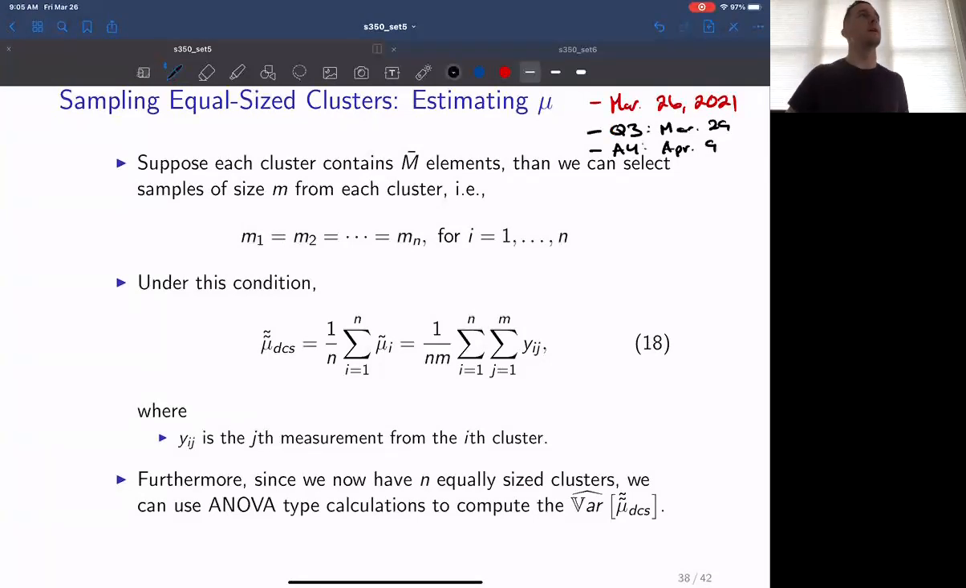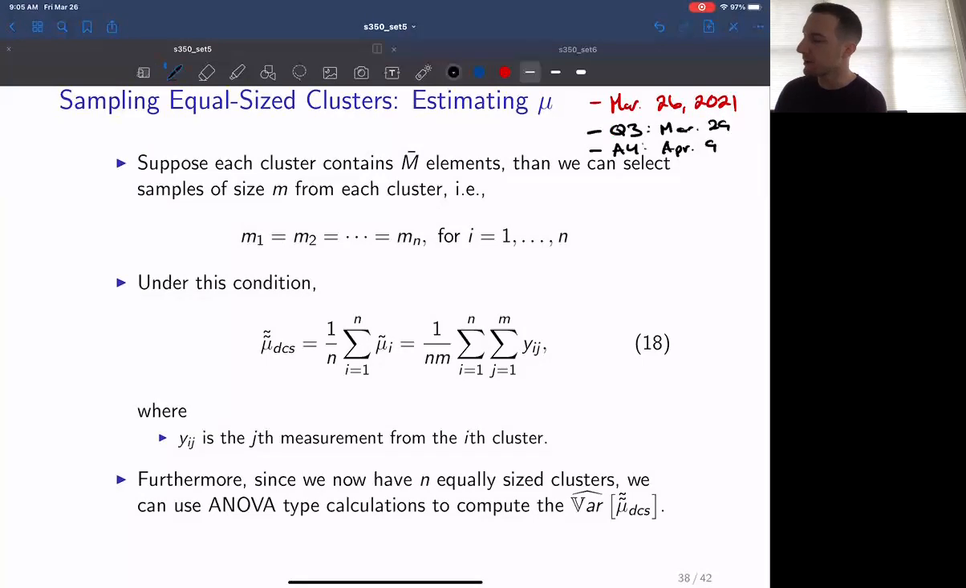Okay, so the last situation. What we're going to talk about here is effectively a special case of two-stage cluster sampling, where we have an equal number of observations within each of the clusters. So in this case, we're just saying that little m is equal to little m1 is equal to little m2 is equal to little mn for all n clusters that we have collected. Again, little n represents the number of sampled clusters.